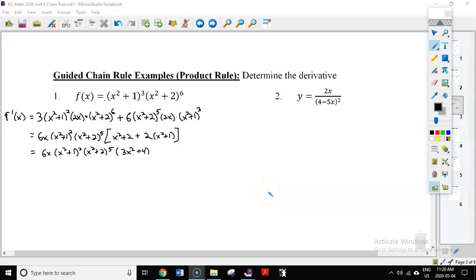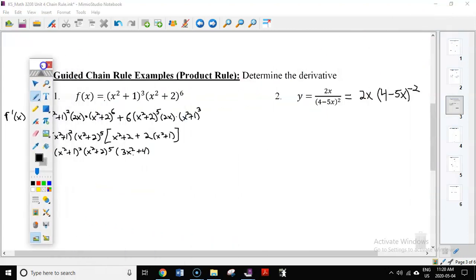Welcome back. I'm going to pick right up where we left off at number 2. This one's in the product rule section, but if you notice it is a quotient. However, sometimes we can choose. For example, if I rewrite this one as 2x times 4 minus 5x to the negative 2, I can use product rule. So it's your choice in this case. That's the way I'm going to do this one.